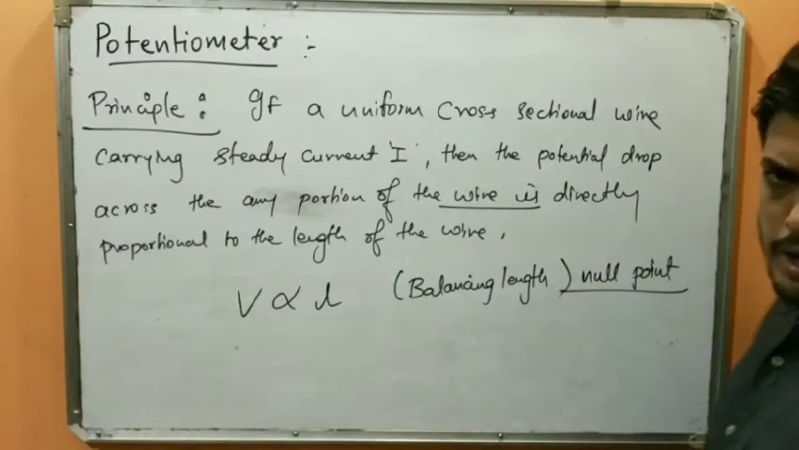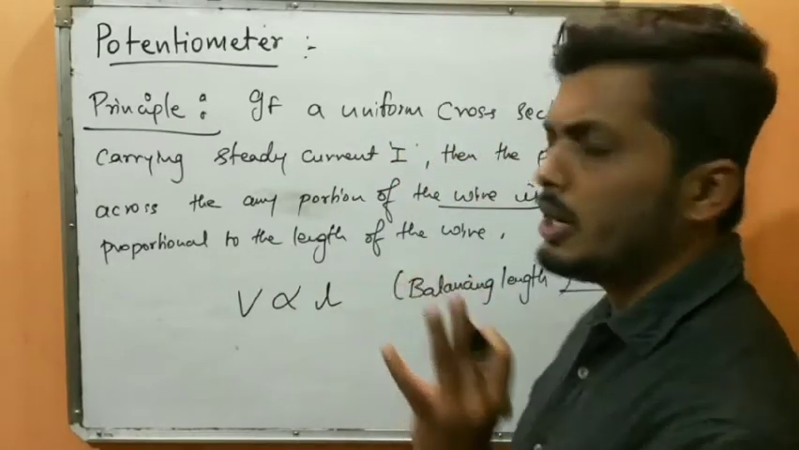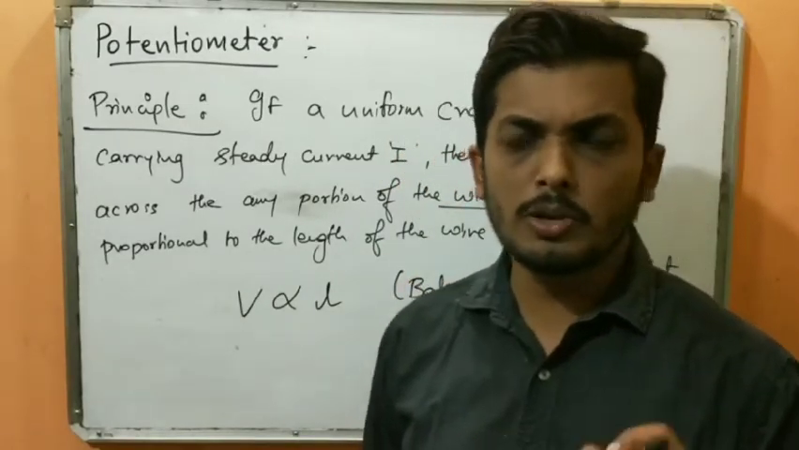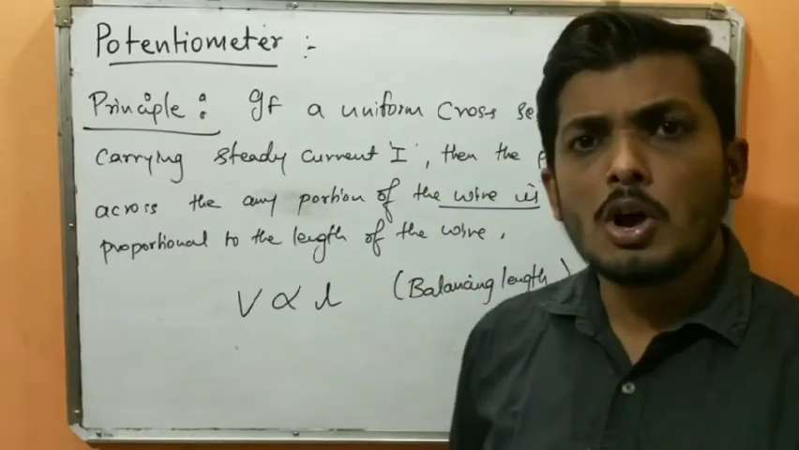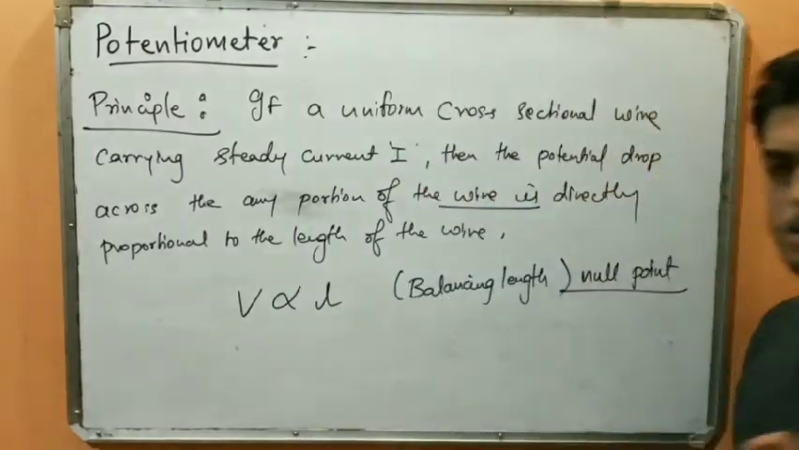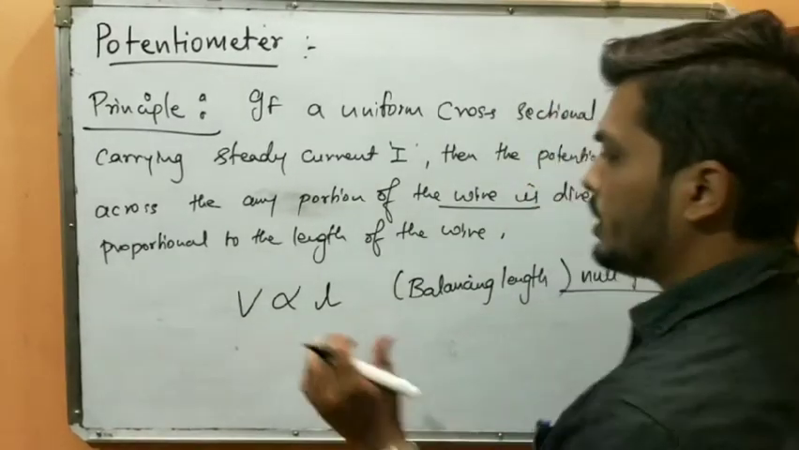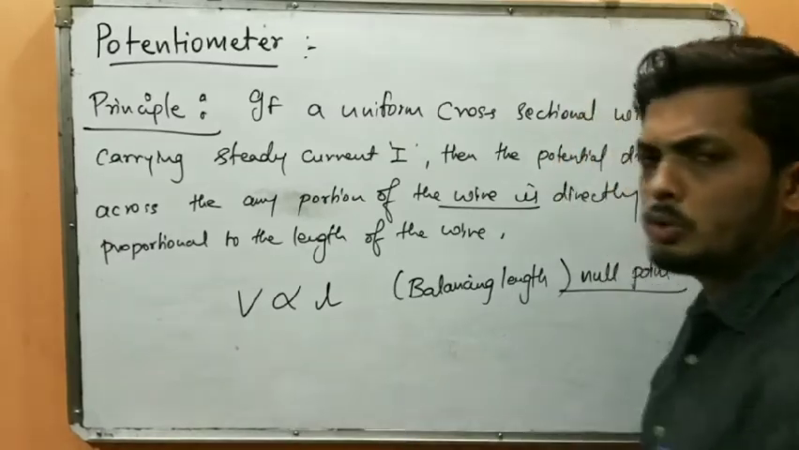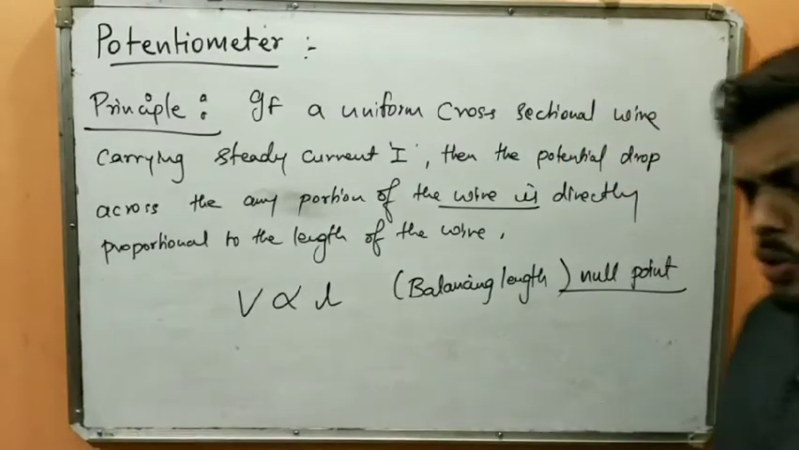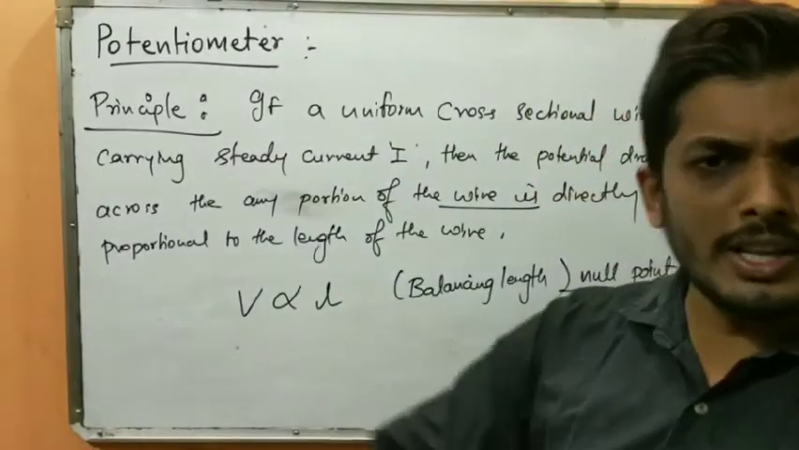Okay. So if you have not watched the previous video of the meter bridge, then it becomes very difficult to understand this concept, because most of the things in this portion, potentiometer, are based on the meter bridge, and this is the continued part. So make sure that you have seen that video. Okay. So what it tells you is that potential is directly proportional to the balancing length. So it's quite simple, right? You have to just find the balancing length.